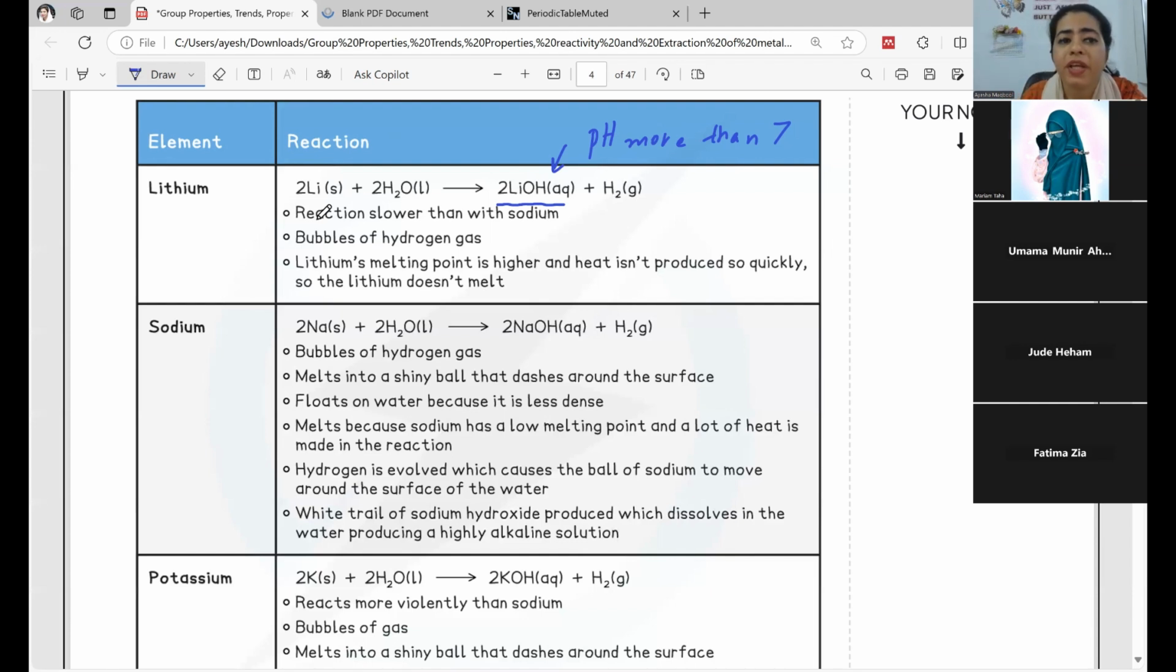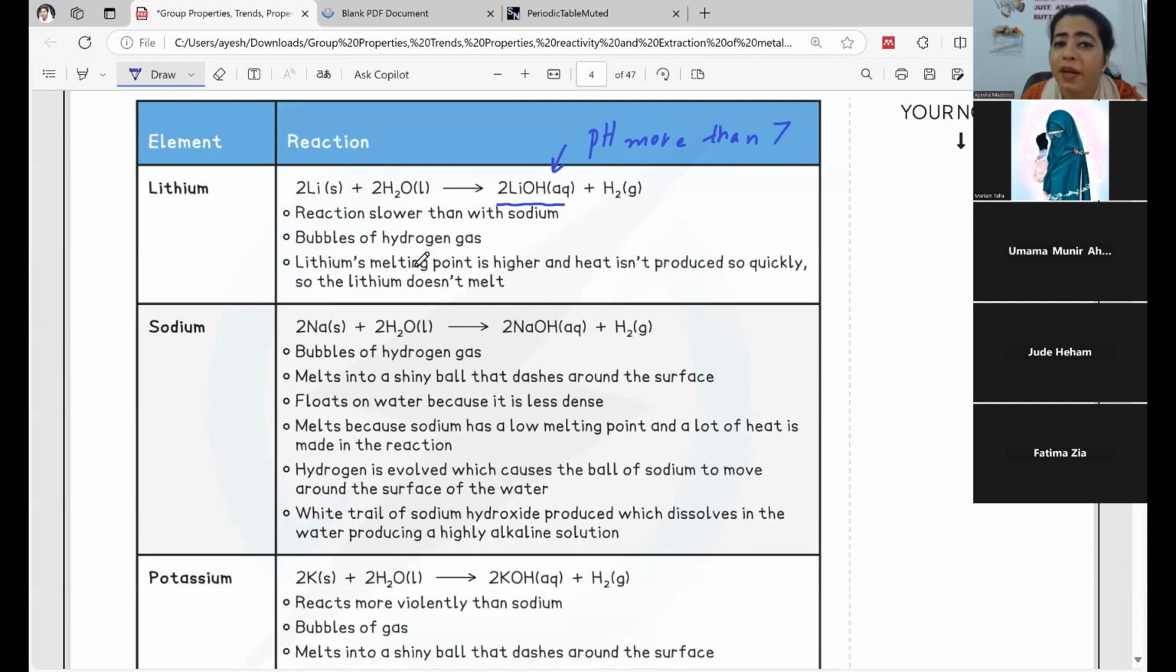produced. So the reaction will be slow as compared to sodium, which is next, because reactivity increases as we move down the group. Bubbles of the hydrogen gas will be produced that we can easily see. Lithium's melting point is higher and heat is not produced so quickly because the reaction is slow. So the lithium does not melt easily.